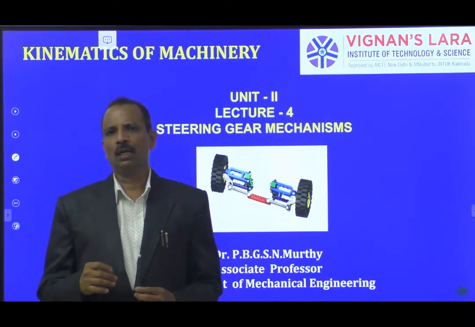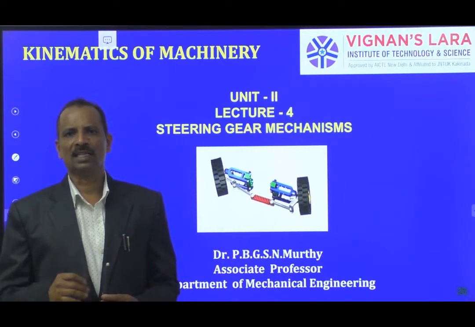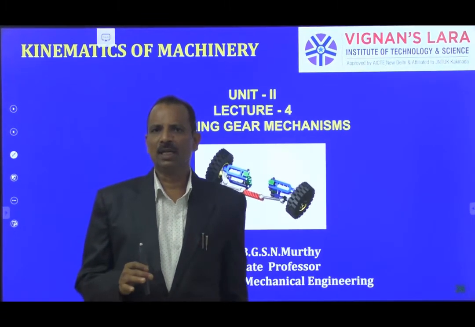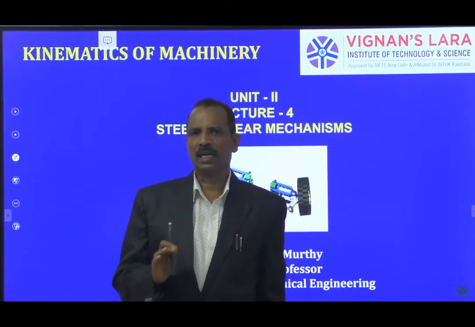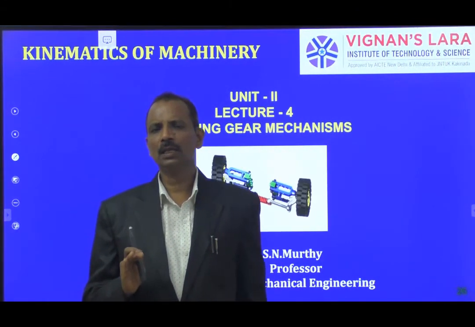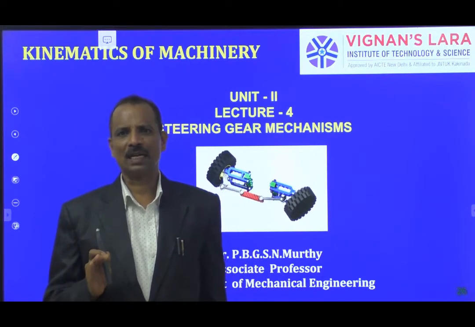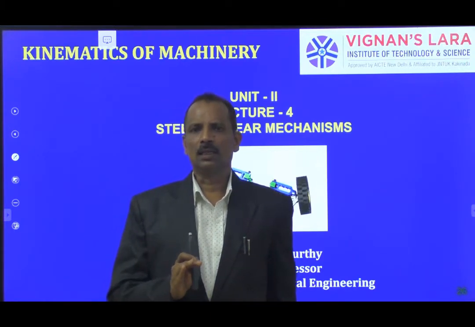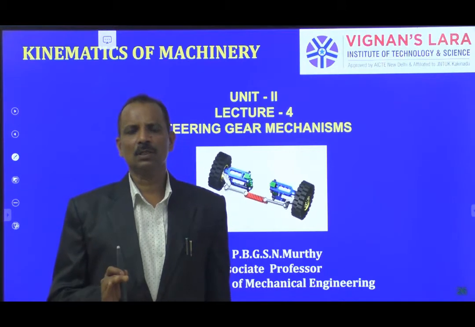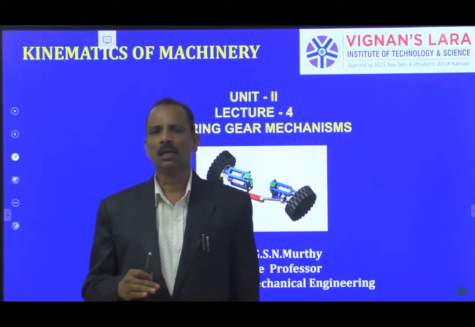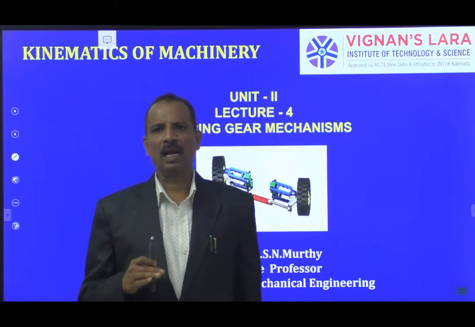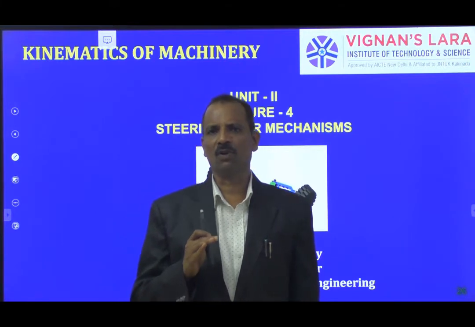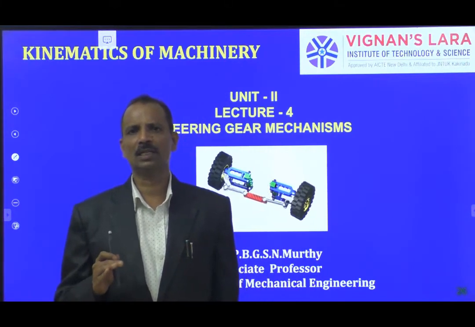Now today we'll move to another topic in the second unit, that is steering gear mechanisms. As I stated in the very beginning of the second unit, this second unit consists of mainly three parts. The first part is straight line motion mechanisms, which we already discussed, and the second part is steering gear mechanisms that we will discuss in another two lectures, and the last one is hook joint. Okay, the analysis part we will discuss in one lecture, and the problems under that we will discuss in another lecture.